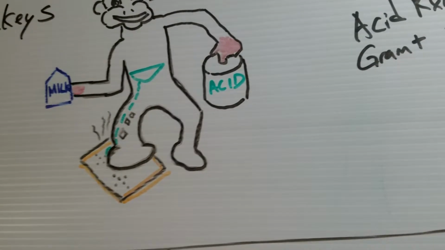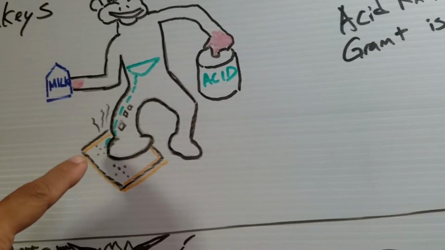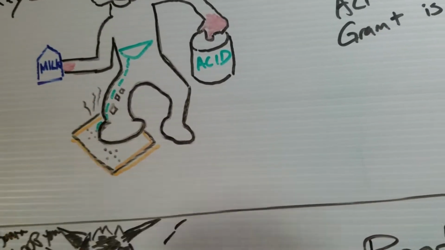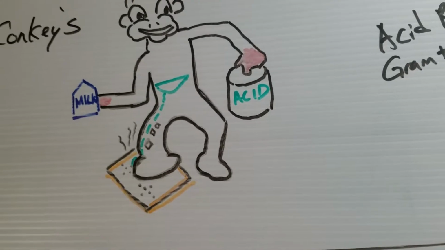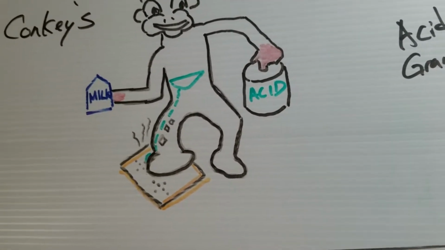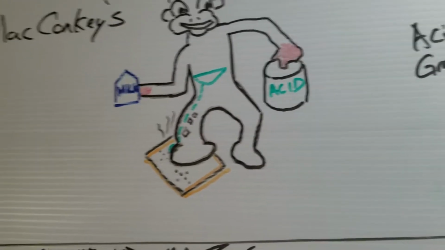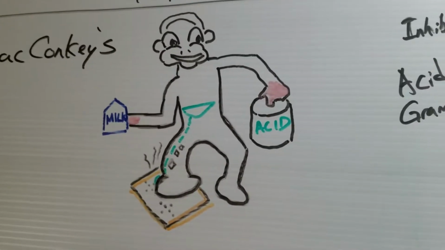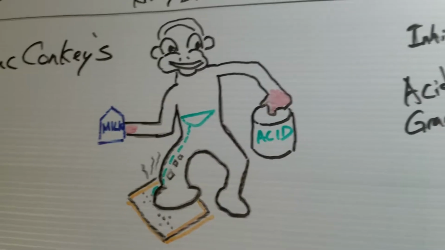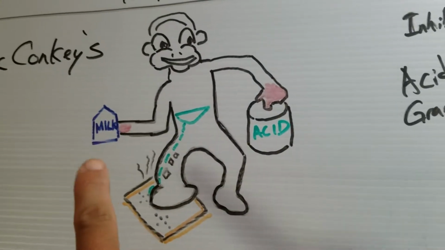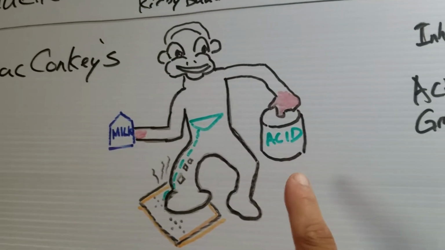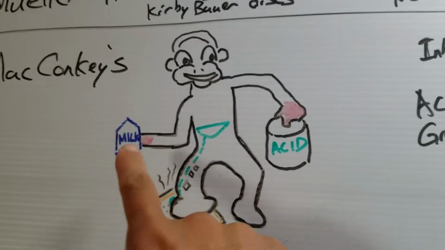So it's actually bile salts inhibit the growth of, you see how he's stepping on this graham cracker? That means that he's inhibiting its growth, and he's inhibiting the growth of gram-positive bacteria. So macaques, right, you add bile salts and you inhibit the growth of gram-positive bacteria. What else happens? You see he's holding this milk, and you see that he's holding this acid over here. And actually, these products are turning his hands red.